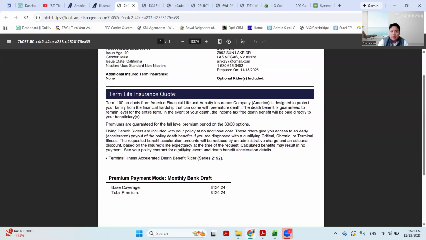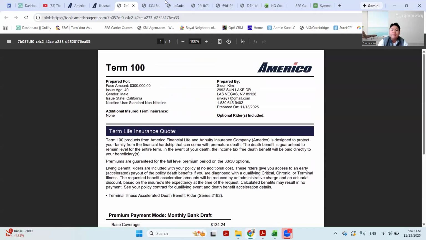Yeah, so it's not showing there, it's only showing terminal. So most likely for the state of California, it's just terminal illness, not the critical and chronic, it seems like. Yeah, it's only listing one compared to the other one that was listing both the critical and chronic. Yeah, I would put terminal, it's only terminal illness for this one for California. But the other states still come with it at no extra cost for everything. Okay.